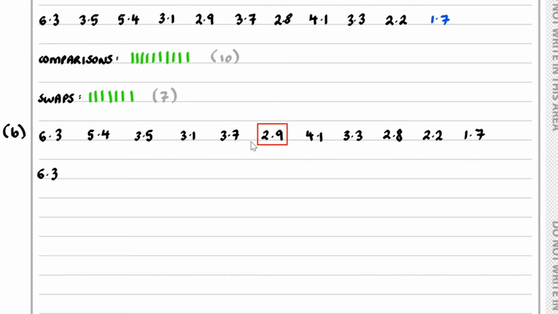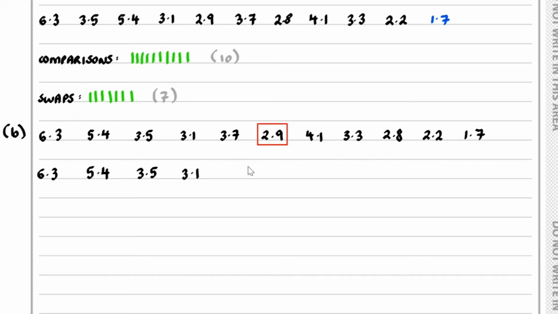We compare the 5.4 with the 2.9. 5.4 is larger, so it stays here. We compare the 3.5 with the 2.9. 3.5 is larger, so it stays here. We compare the 3.1 with the 2.9. 3.1 is larger, so it stays here.